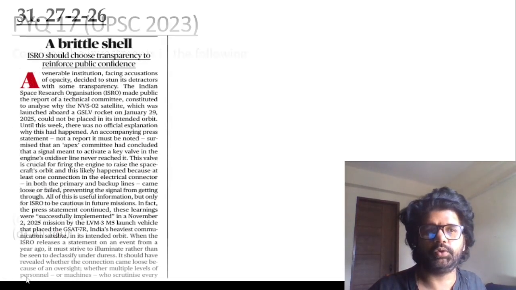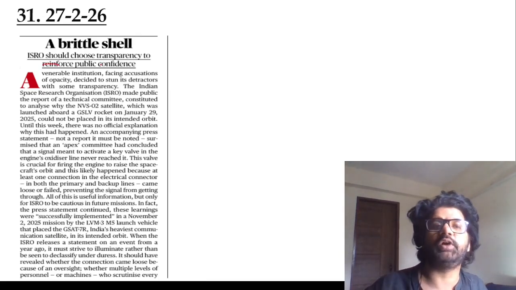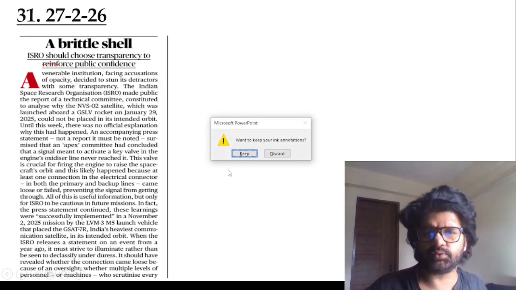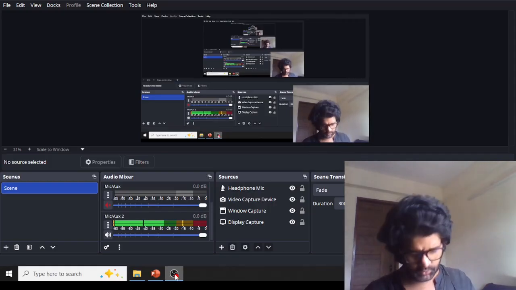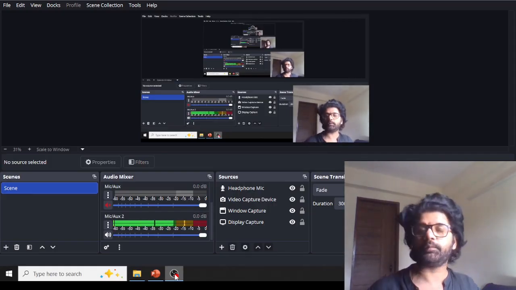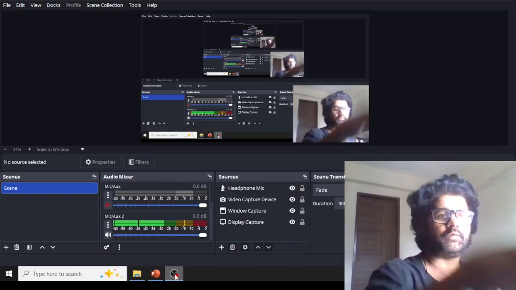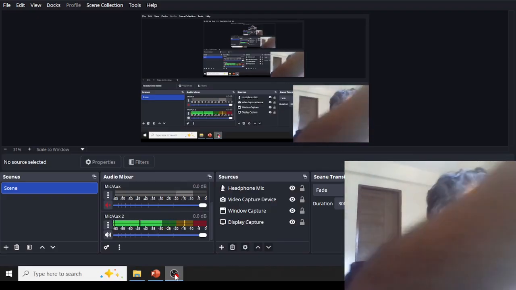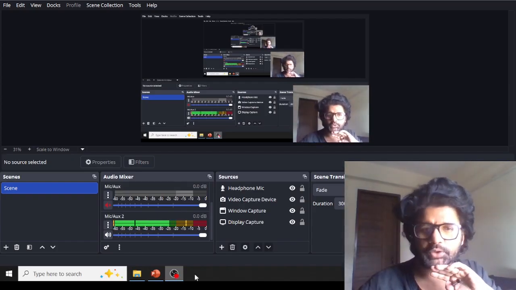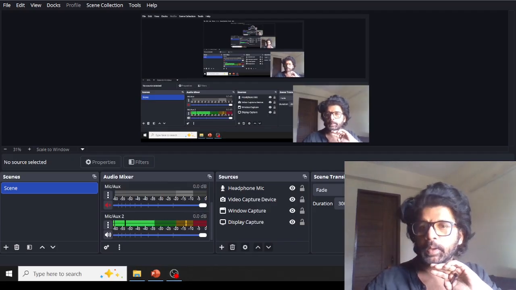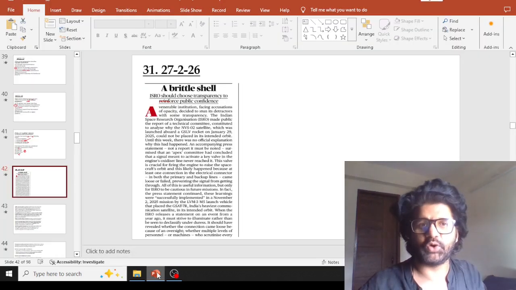Whoa, really good. Next article, the 31st most important article for science and tech: ISRO should choose transparency to reinforce public confidence. These days, there are so many failures happening, and that's fine. You fail only when you try. If you don't try, neither do you fail. So that is not the problem, failure or no failure. The problem is transparency. Yes, we know there are certain things which cannot be disclosed in public. We can understand that, and that's totally fine. But then there are other issues also. Let's talk about it one by one.